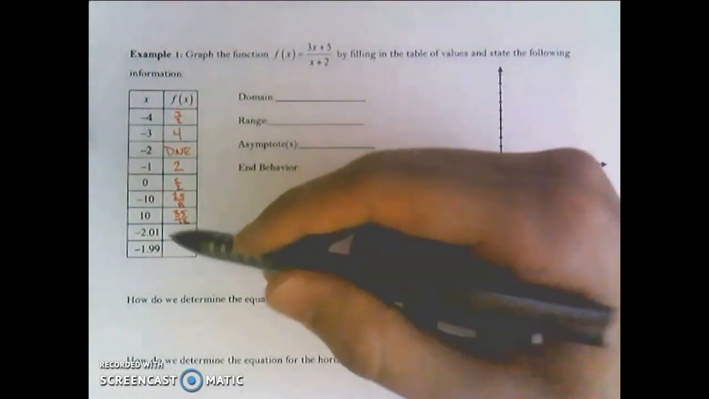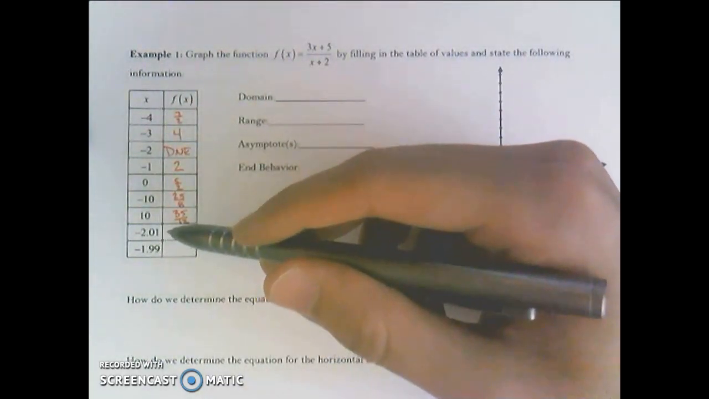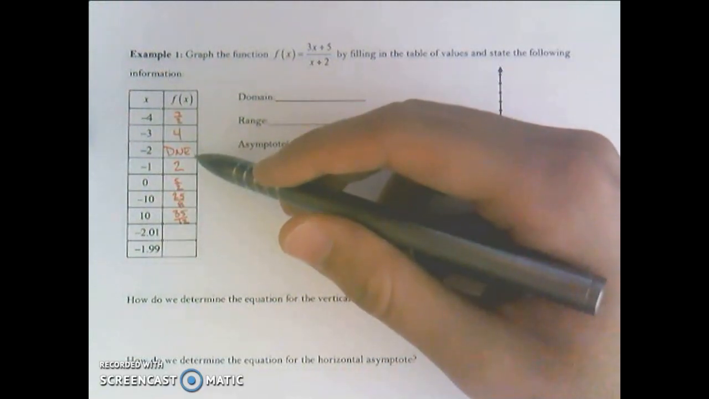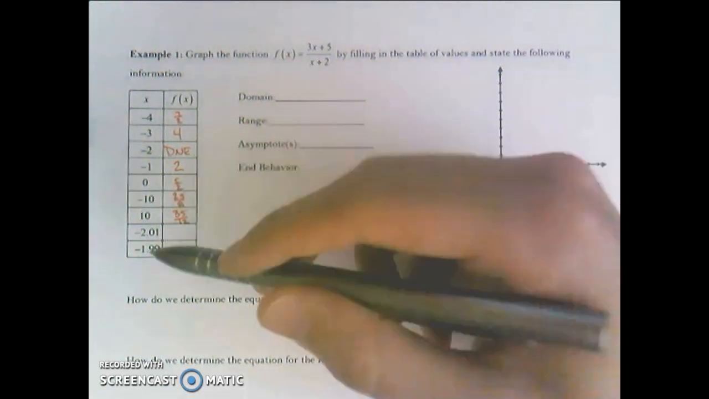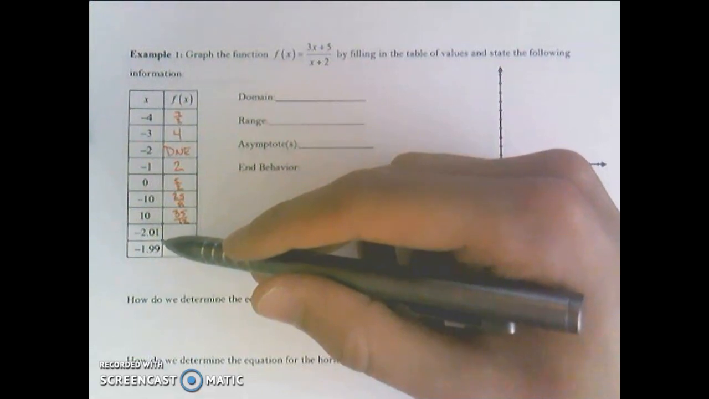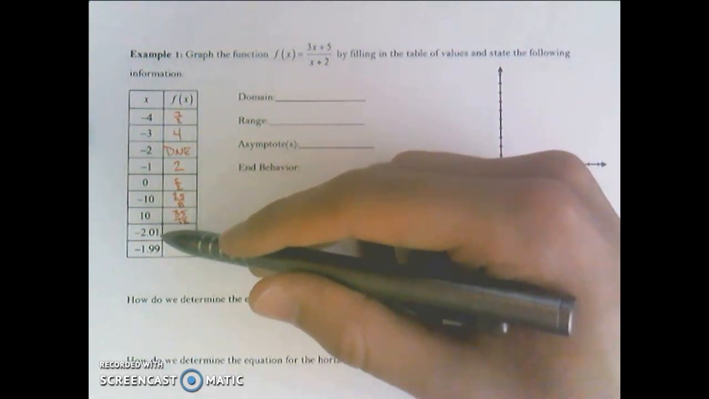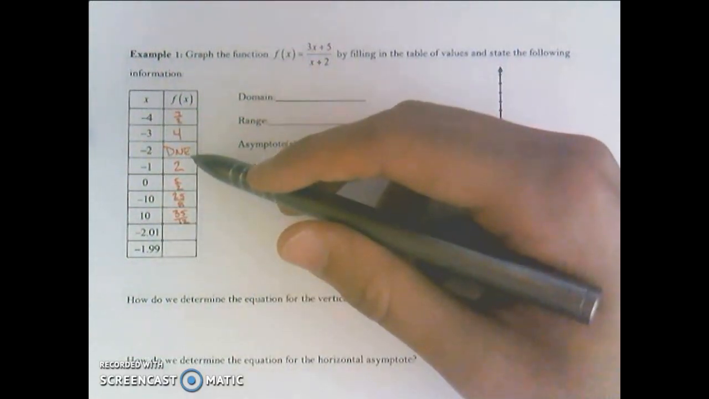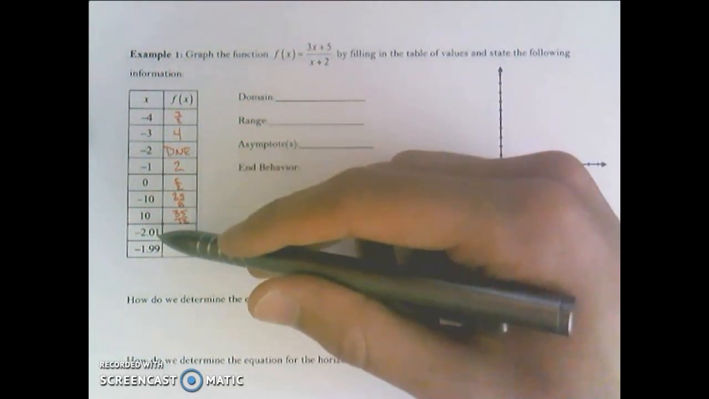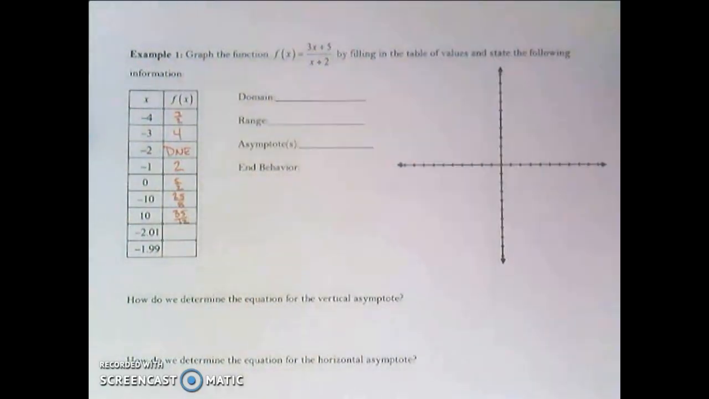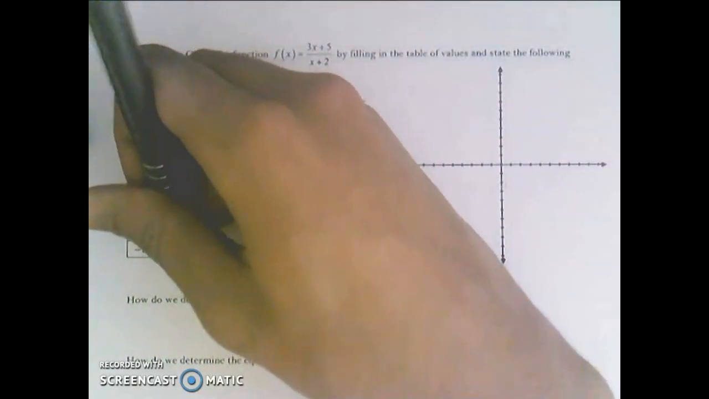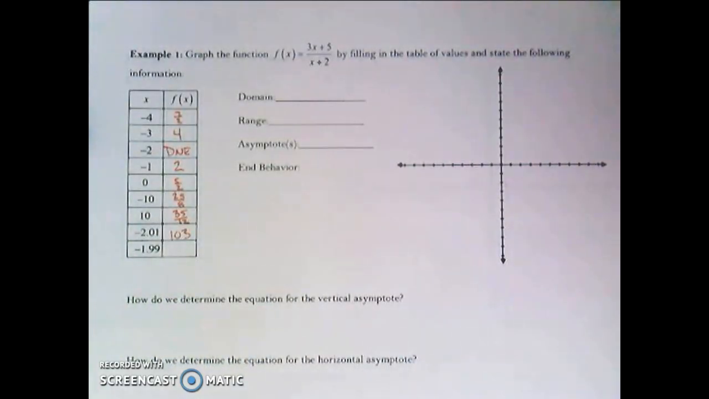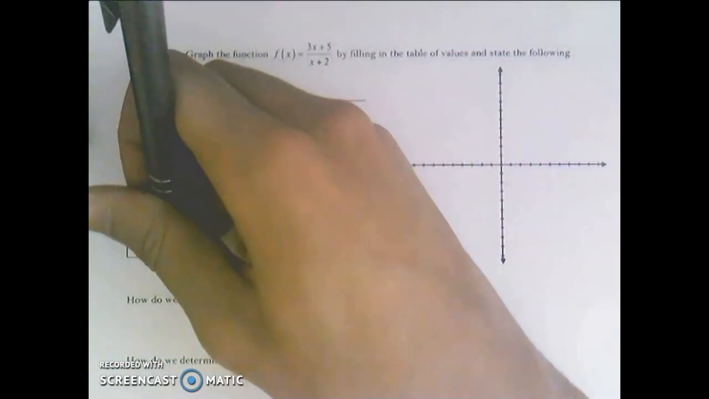I've also included these two. So we notice that the function is undefined at x equals negative 2. So I wanted to see what's going on around x equals negative 2. So I chose negative 2.01 and negative 1.99. I want to see what's happening just around where it's undefined. So at negative 2.01, we can evaluate, and we get that the function is equal to 103. And then f of negative 1.99 is negative 97.